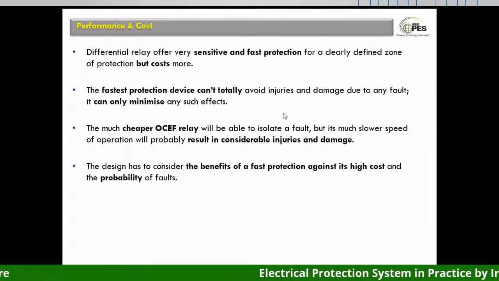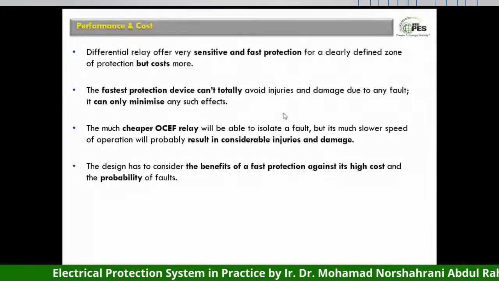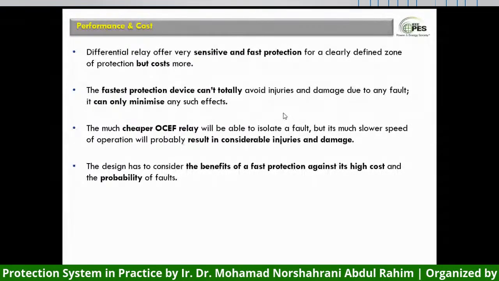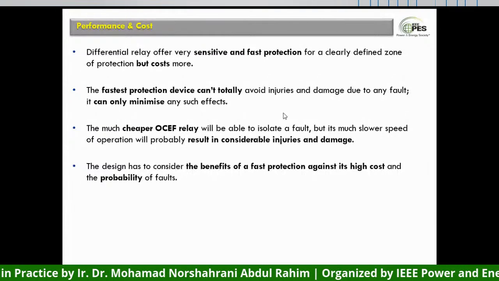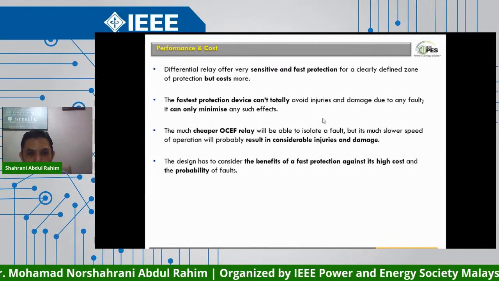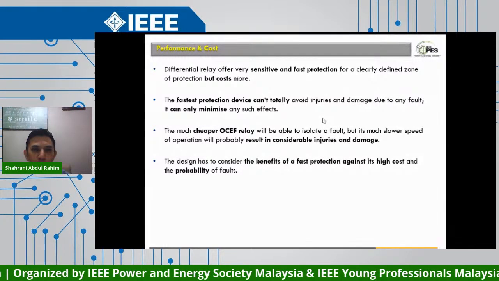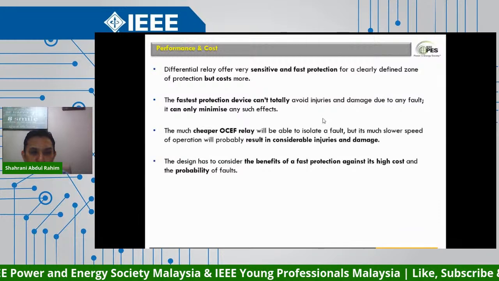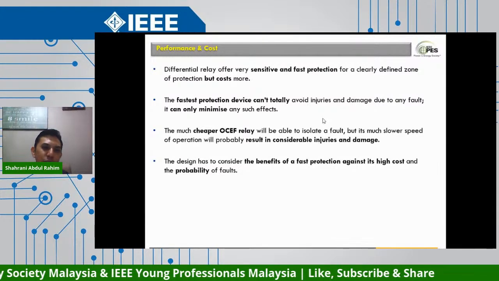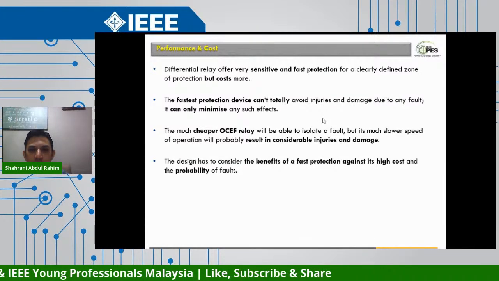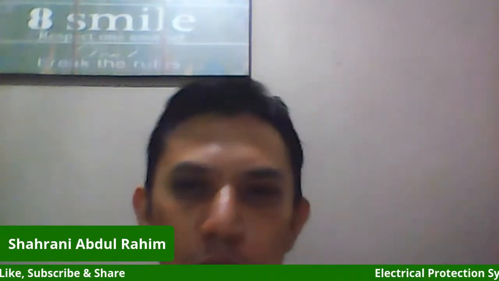And number 4, we need to consider the cost. Either you want to invest in high cost equipment, thinking that it will protect our system, but we didn't consider how many faults might happen in the system. So we need to do a risk analysis, the probability for a fault to happen in our system.